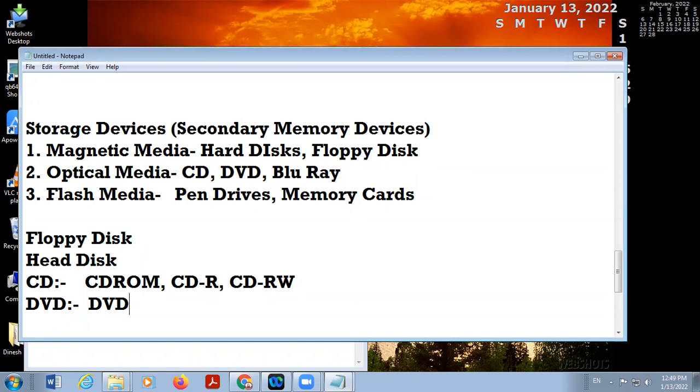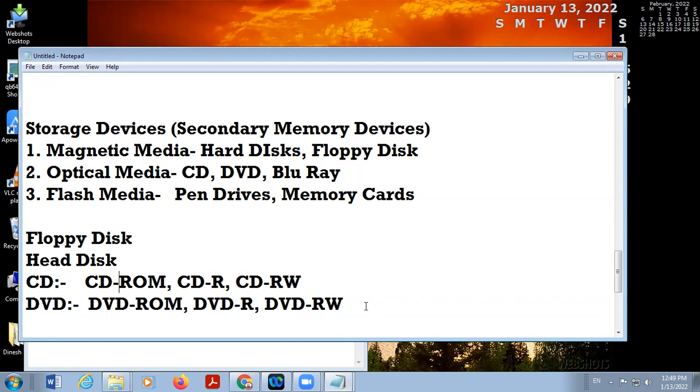DVD-ROM, DVD-R, DVD-RW. Here DVD-ROM is read-only memory. We can read the data, but we can't write the data. In DVD-R, we can write the data, but we can't delete the data. In RW, rewritable, we can read the data, and we can also delete the data.